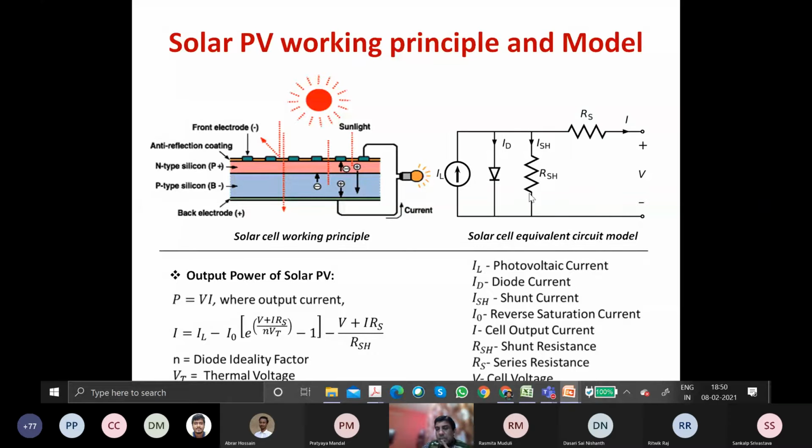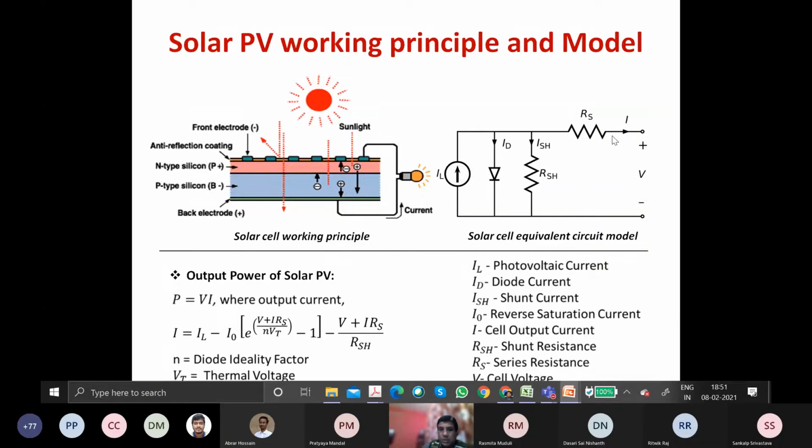Then there are some losses, represented through the series resistance and shunt resistance: RSH is the shunt resistance, RS is the series resistance. The series resistance represents the electrode loss or metal contact loss, and leakage is represented by RSH. So this is the electrical equivalent circuit. IL is the source current or photovoltaic current, ID is the diode current, ISH is the shunt resistance current, I is the load current, and V is the terminal voltage, the cell voltage.